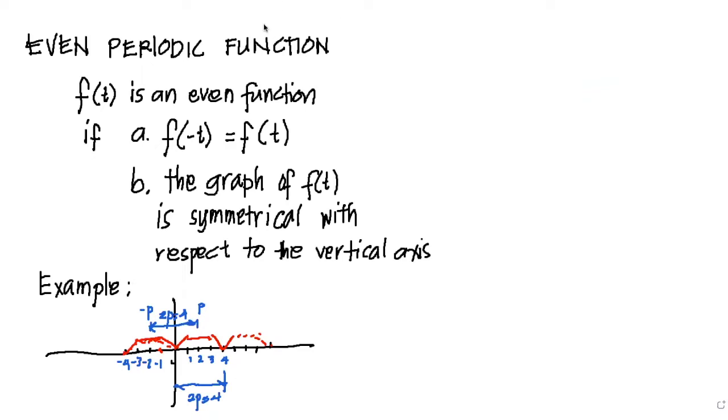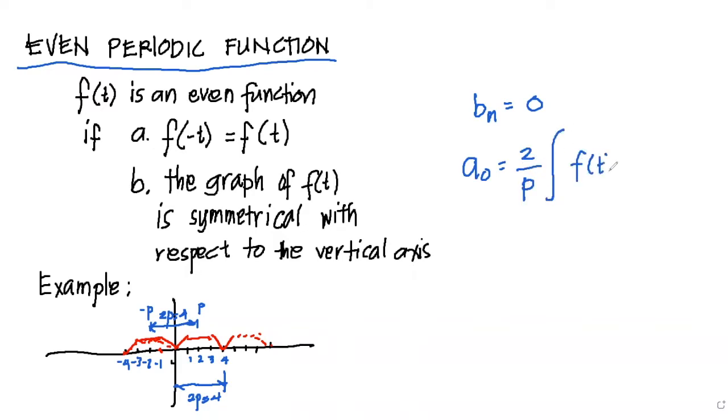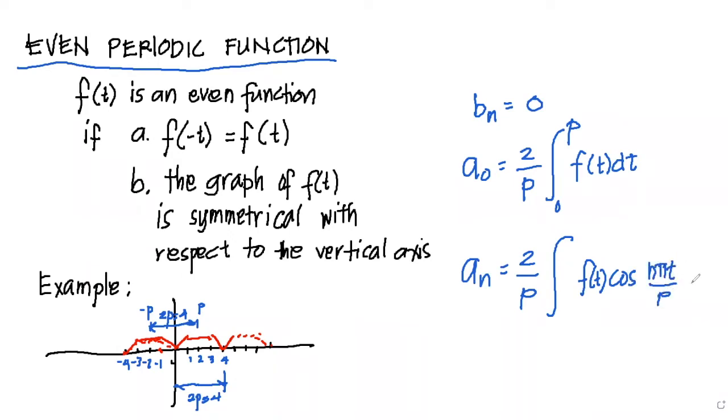Now, if the given periodic function is an even function, these are the Euler constants. B sub n is equal to 0. And to determine a sub 0, it is equal to 2 over p times the integral of f of t dt with limits from 0 to p. And for a sub n, it is equal to 2 over p times the integral of f of t times cosine of n pi t over p times dt with limits from 0 to p. P here is the upper limit, which is equal to 1/2 of the period.